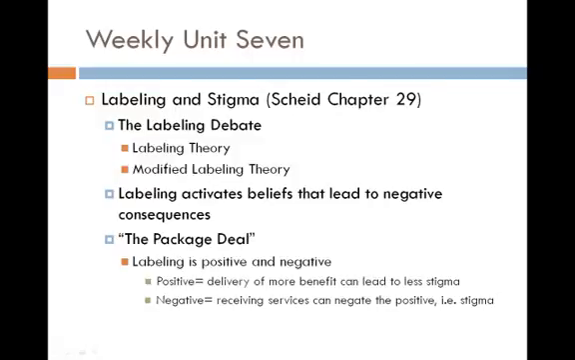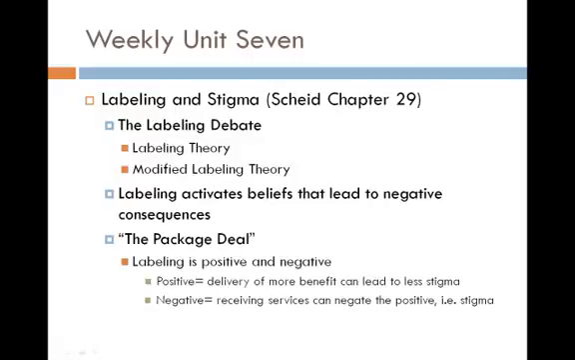One person argues that labeling itself may actually cause mental illness. And the other person argues that there's actually a modified labeling theory, which is that labeling itself may not be a direct cause for mental illness, but that it does create disadvantages for people and adds to uncomfortable situations because people worry about what other people think. Now, labeling activates beliefs that lead to negative consequences.